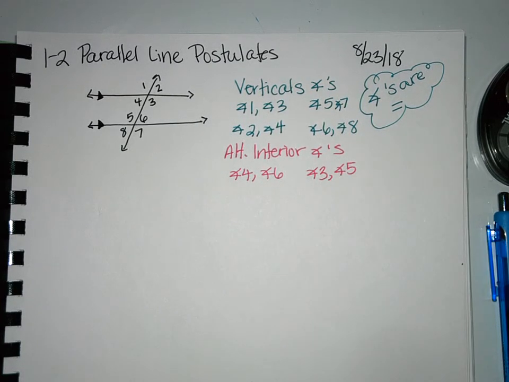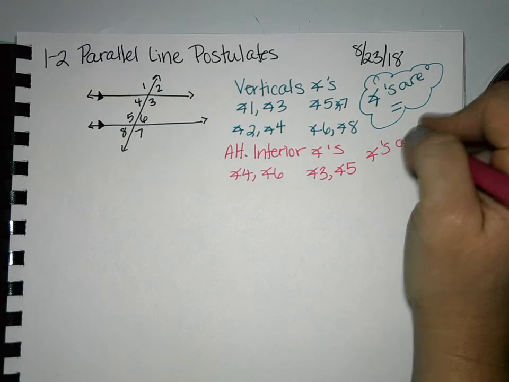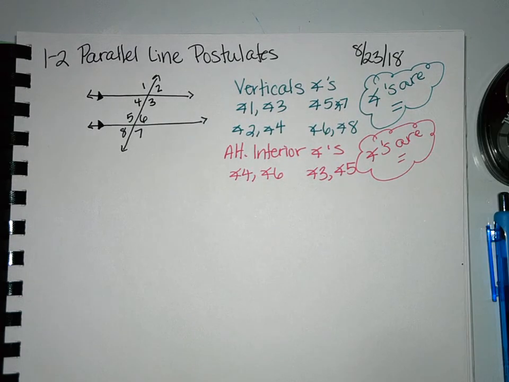Okay, 3 and 5. So what do we know about the relationship of angle 4 and 6, the measurements? They're the same, they're congruent, they're equal. So we want to make note that alternate interior angles are equal, because that's going to be the piece that we use to set up our equations.